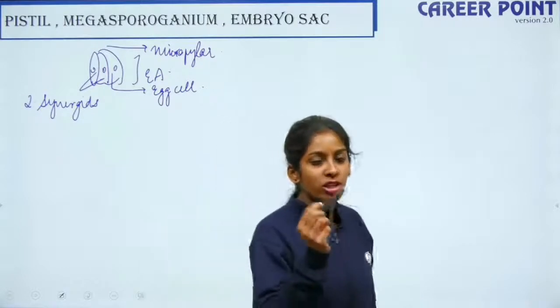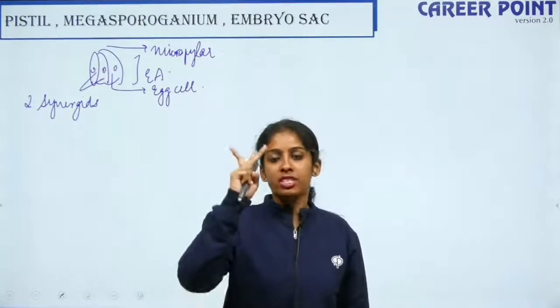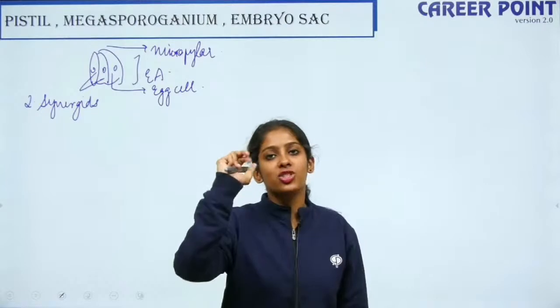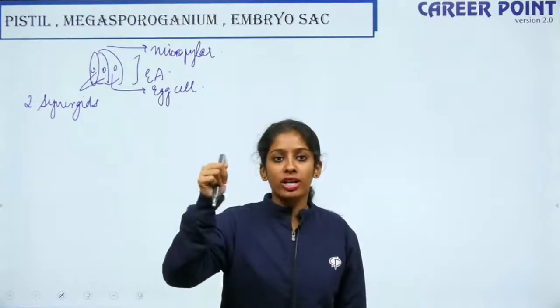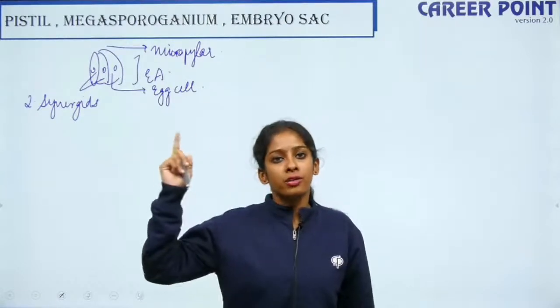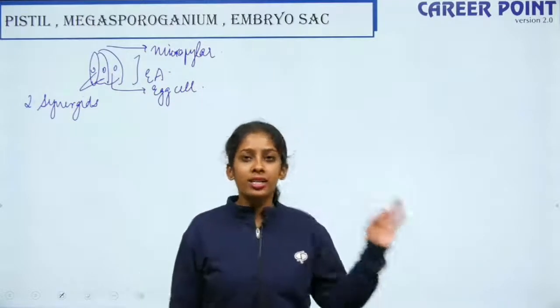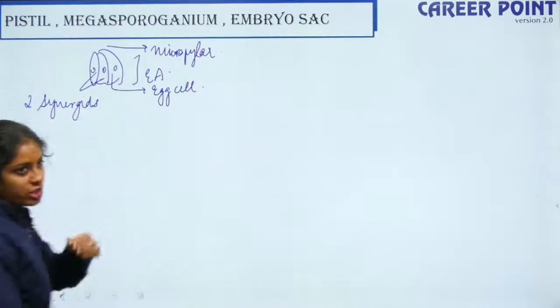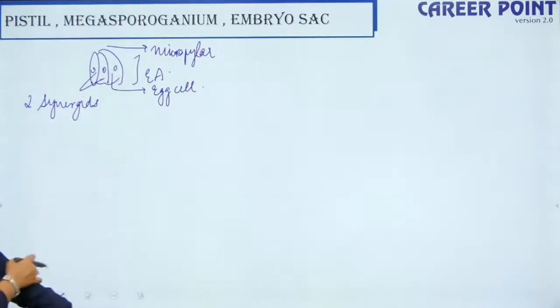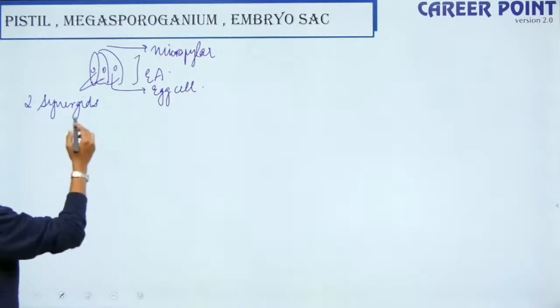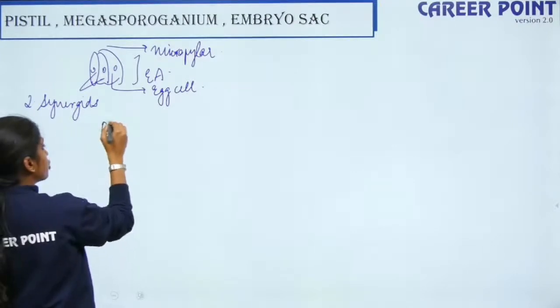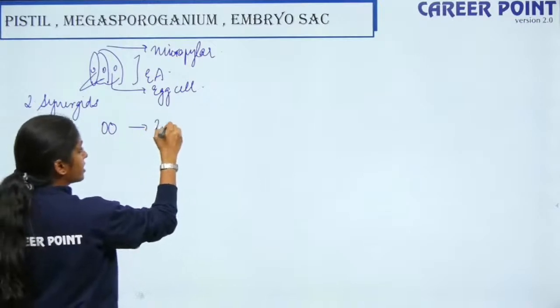In case of your pollen grain, it is only 2. Vegetative cell, generative cell, and then the generative cell undergoes a second mitotic division to form your 2 male gametes. Here it is 3 mitotic divisions. This is 2 synergids. Then you have 2 polar nuclei already present.